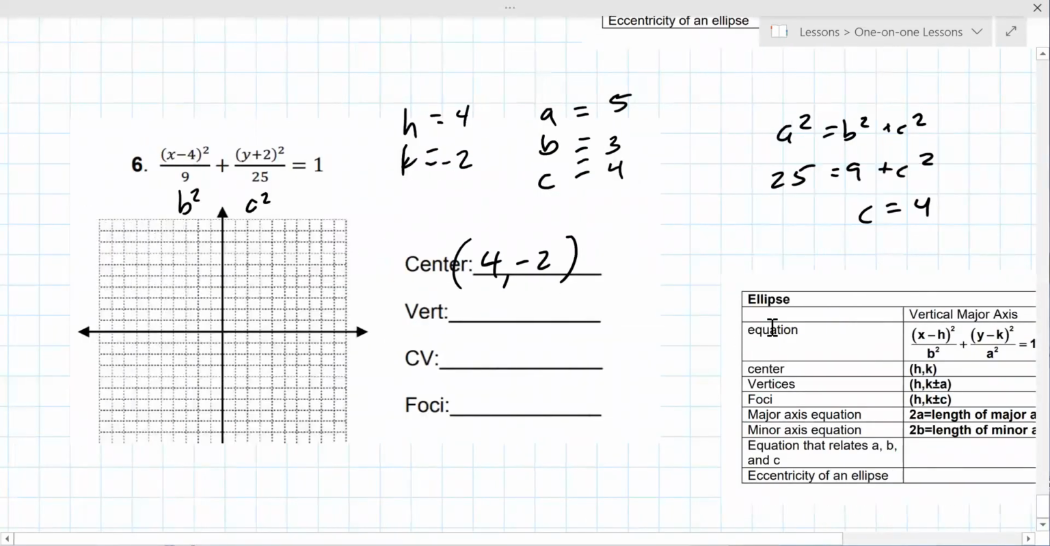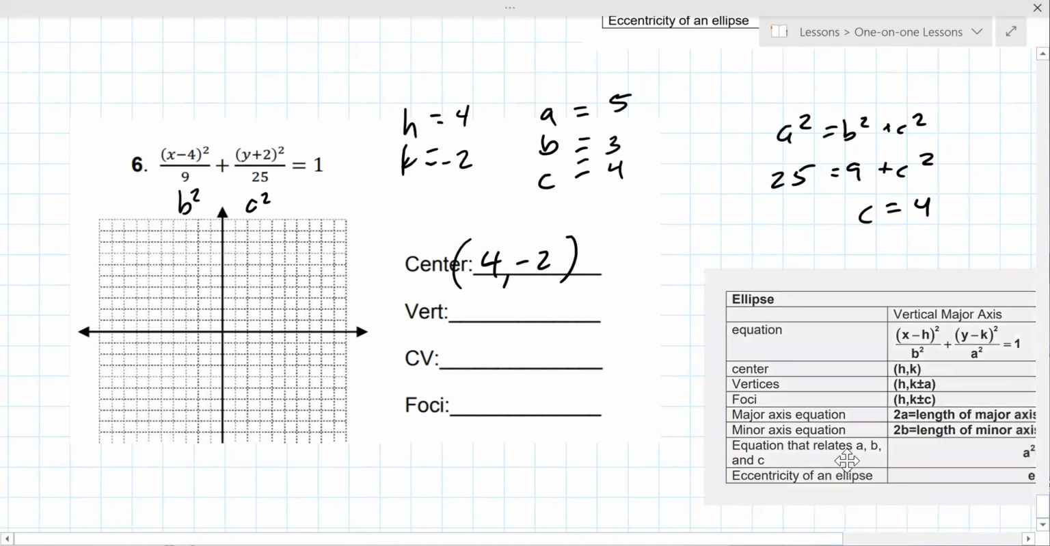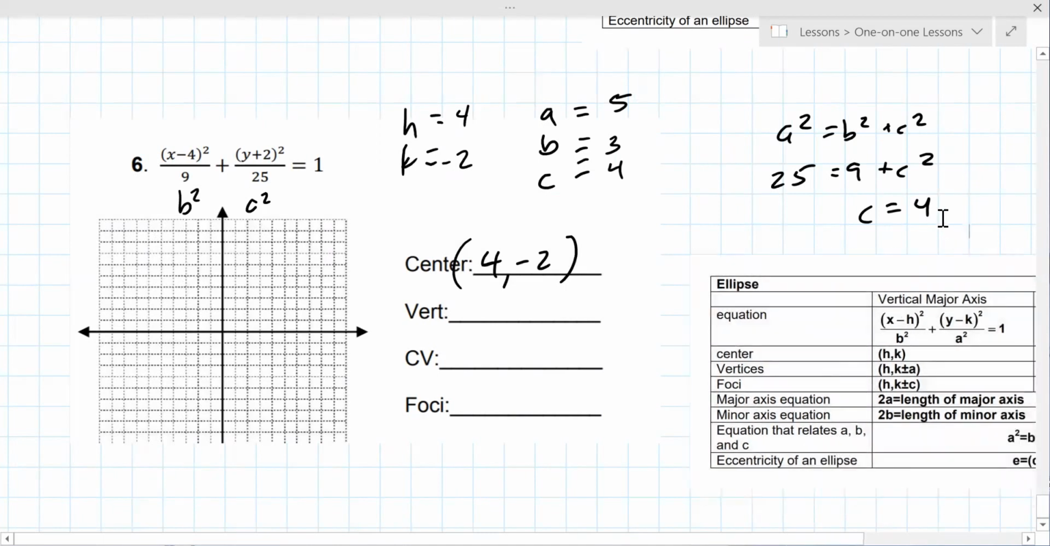Because the A is under the Y and the A is bigger, we know it's this set of equations. So the vertices are H, comma, K plus A: 4, comma, -2 plus 5, which is 3. And K minus A: -2 minus 5 is -7.